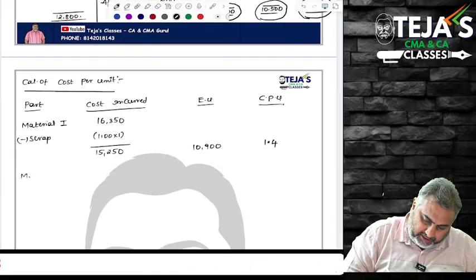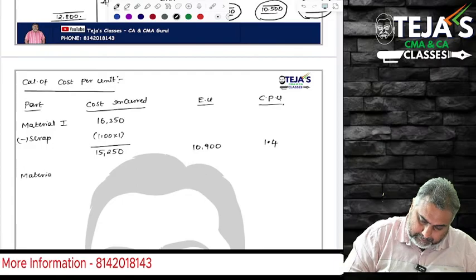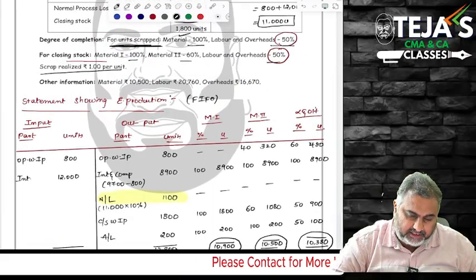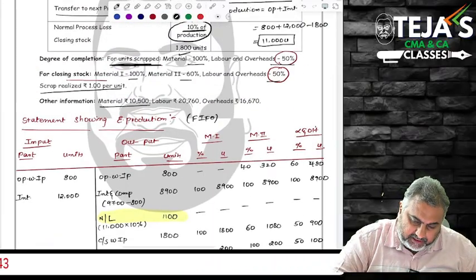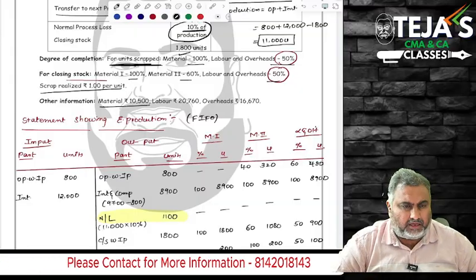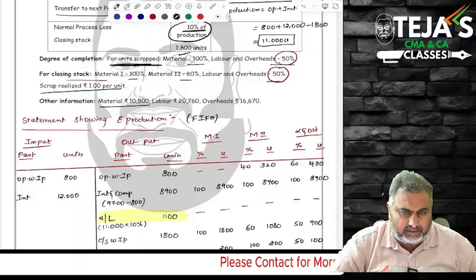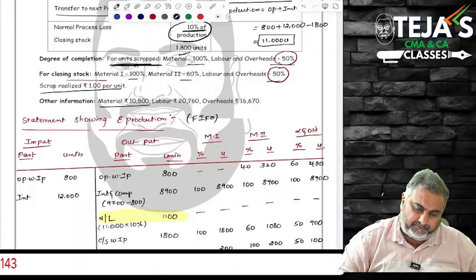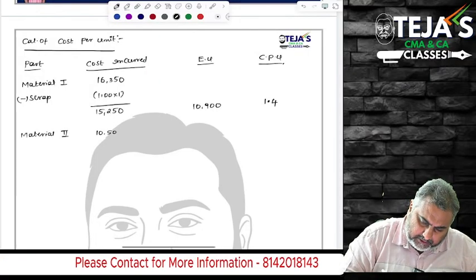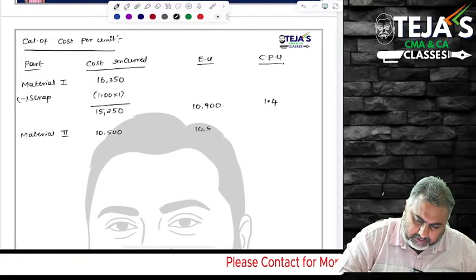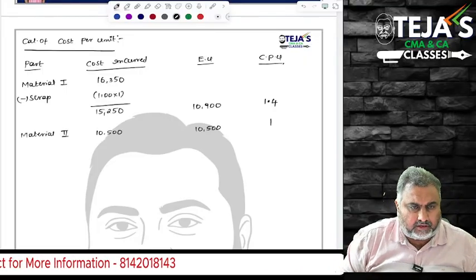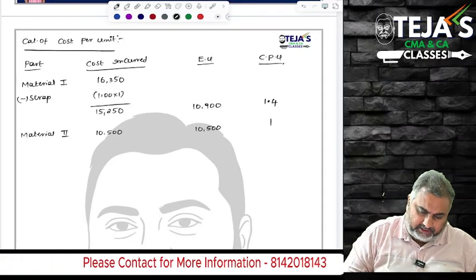Next, material 2. Sir, where they given material 2? See cost incurred information. Material they given 10,500. See other information, there you can find out. Normally cost incurred part also you will see in other information's point of view. So material how much? To 10,500. How many equivalent units you have? 10,500. What is the cost per unit? We got it 1 rupee. Cost incurred divided by equivalent units.